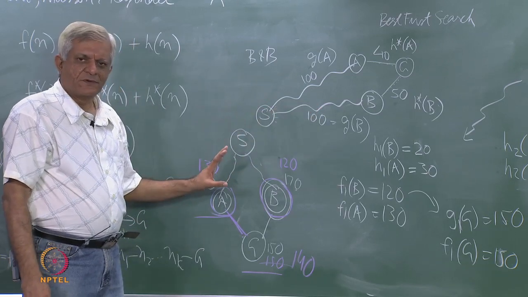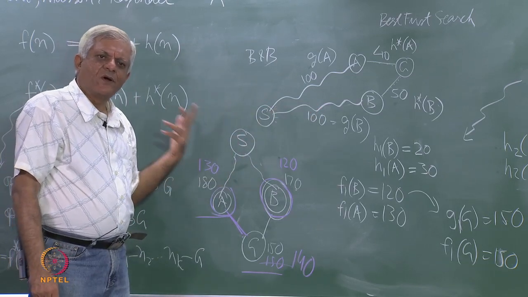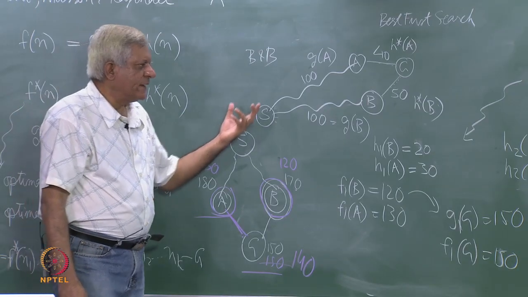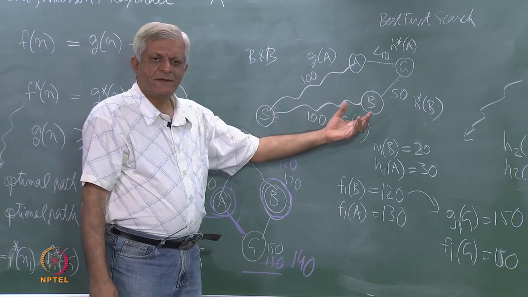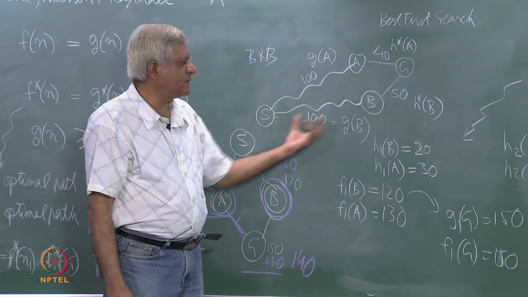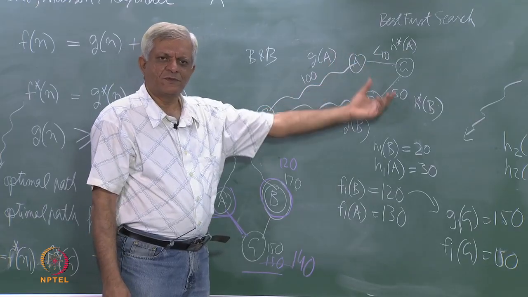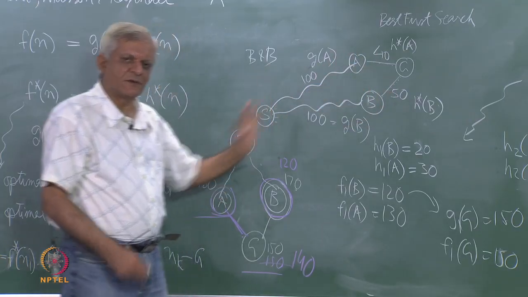So, you can see that using H1 we could find the optimal solution, using H2 we could not find the optimal solution, even though both of them thought that B was a better choice. Using H2 we picked B and then we picked the goal, using H1 we picked B, but then we were forced to pick A and then we were forced to pick the goal. So, we found the optimal cost.